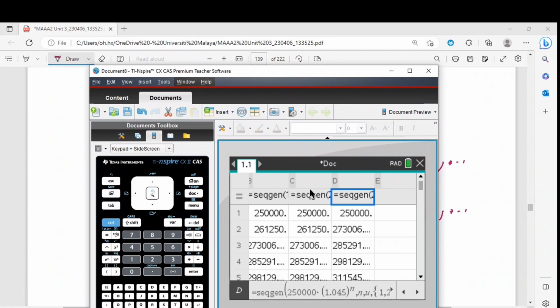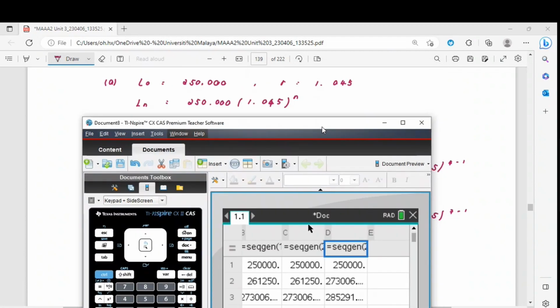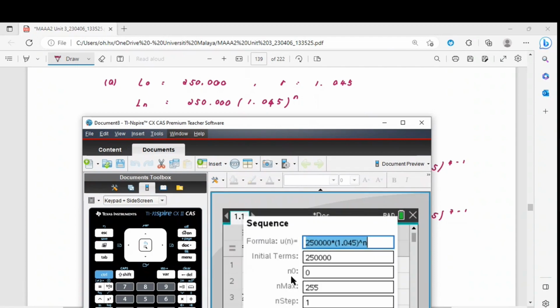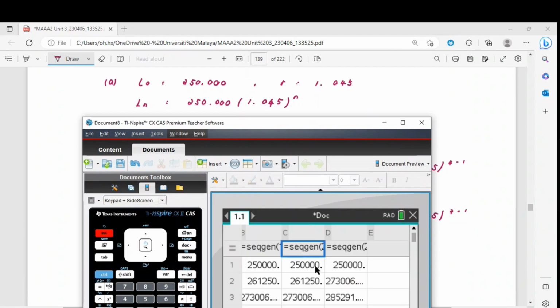You only need to remember that as long as you are using the formula T0 times r power n, you will always change your N0 part in your calculator to 0. If you are using the recursive rule, then there is no need to change. So that's the idea.